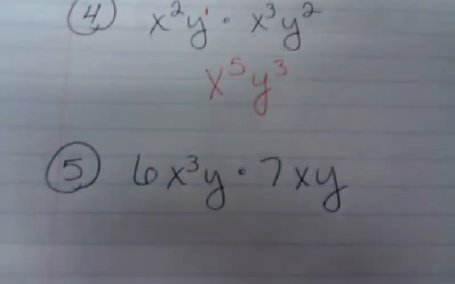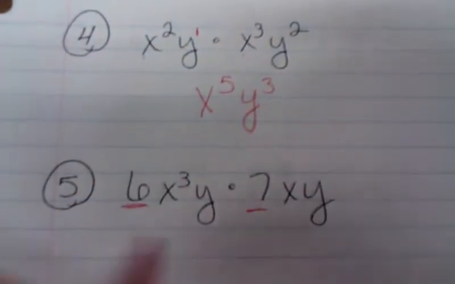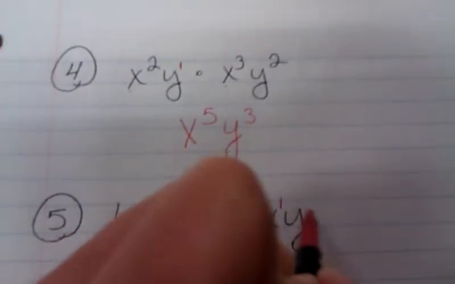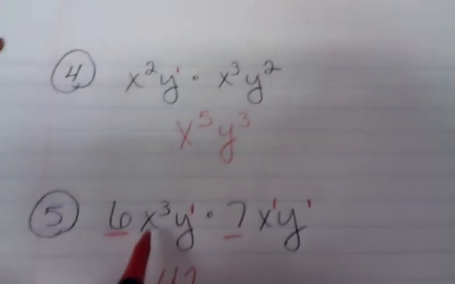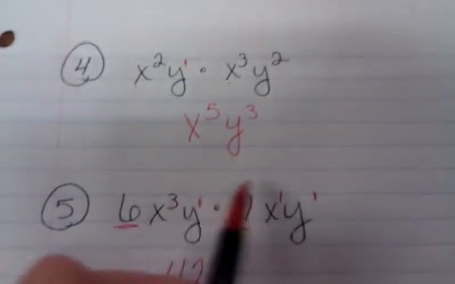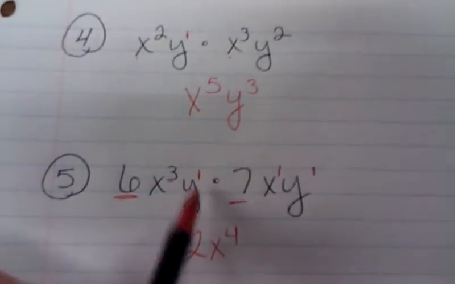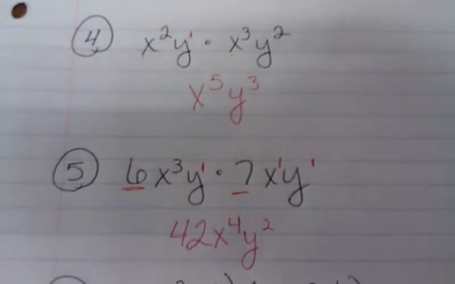Number 5, my coefficients are 6 times 7, which is 42. These both have a power of 1. So does this one. X to the 3rd, so 3 plus 1, x to the 4th. Y, 1 and 2, y to the 2nd power.